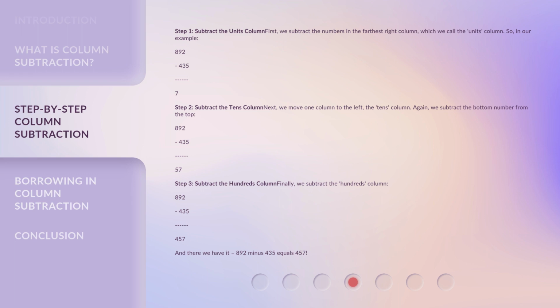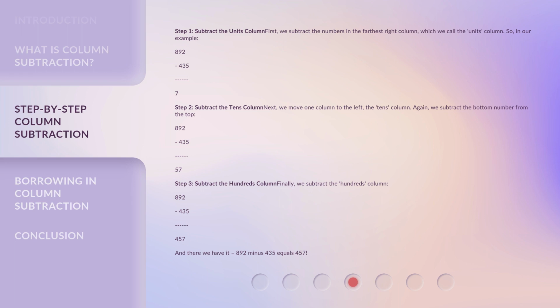Step 2. Subtract the tens column next. We move one column to the left, the tens column. Again, we subtract the bottom number from the top. 892, 435, 57. Step 3.